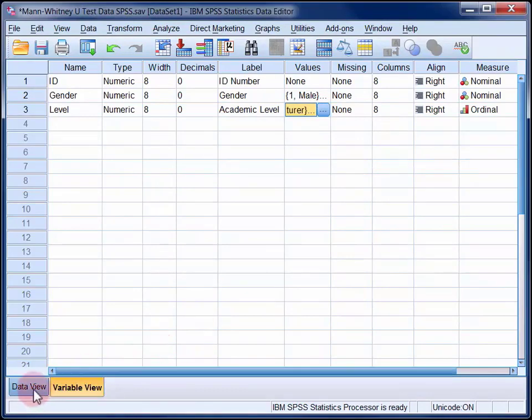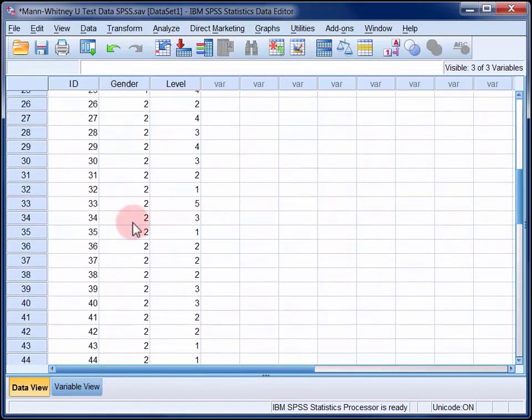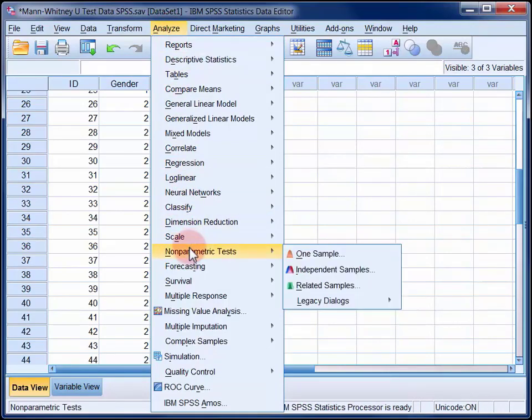So we have 2 variables in the data file. The first records each participant's gender as either 1 for male, or if we scroll down, 2 for female. And the second variable records each participant's academic level or rank using the value codes that we were just looking at. So in the Analyze menu, select Non-parametric tests and then Independent samples.